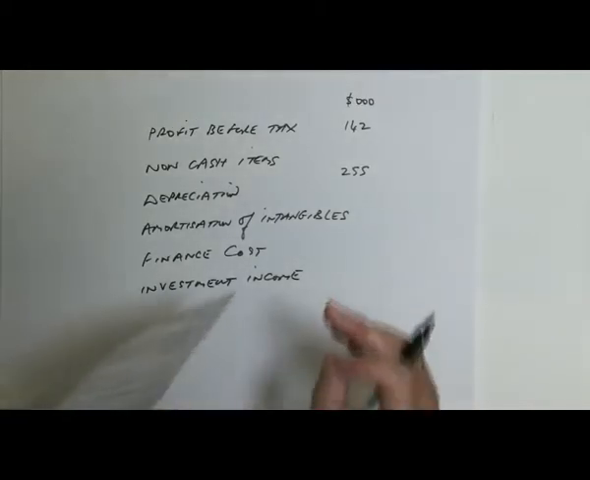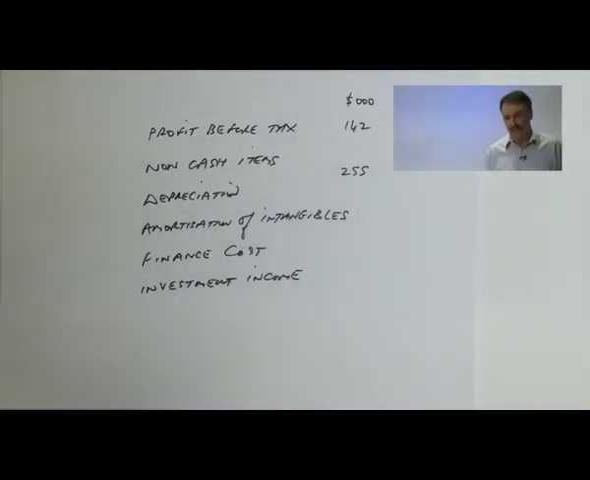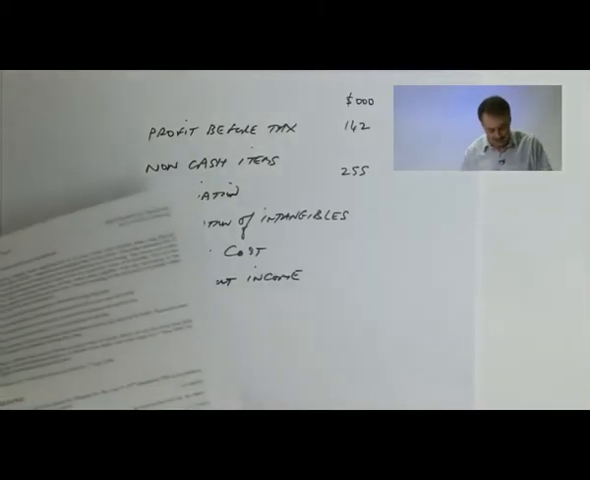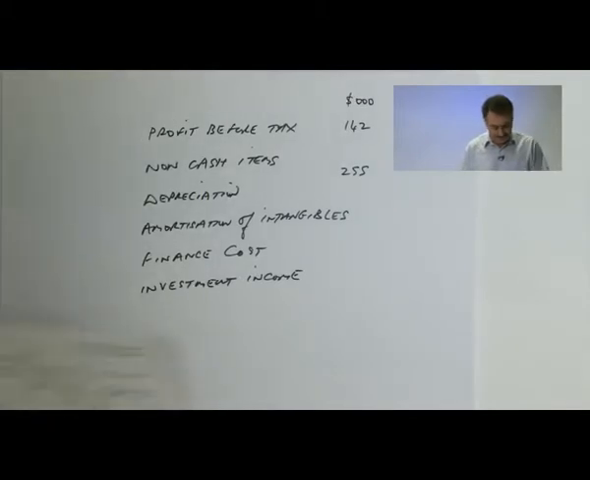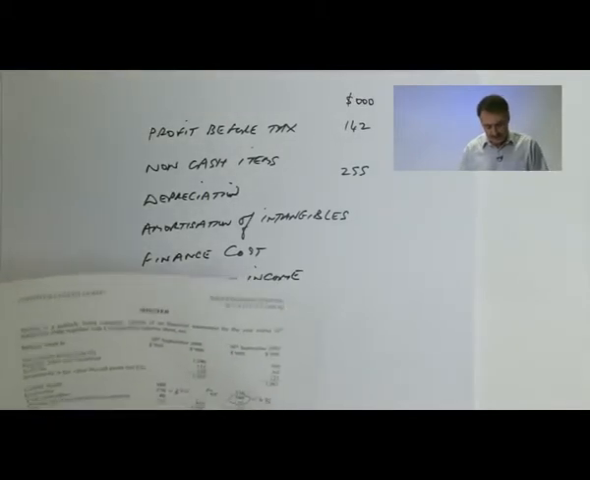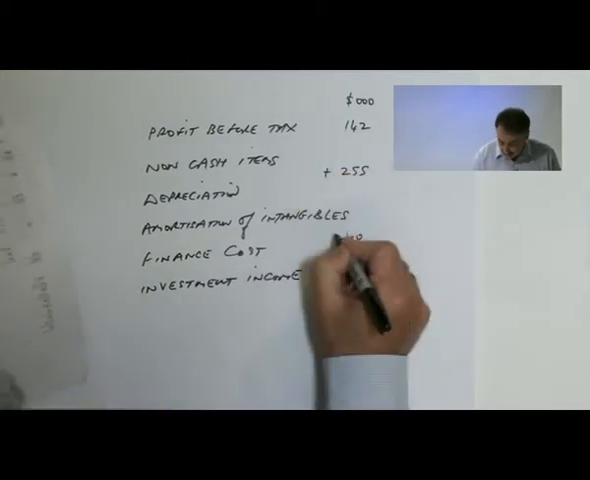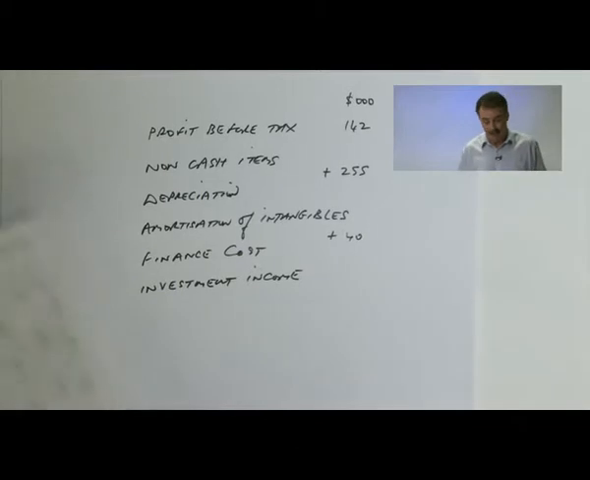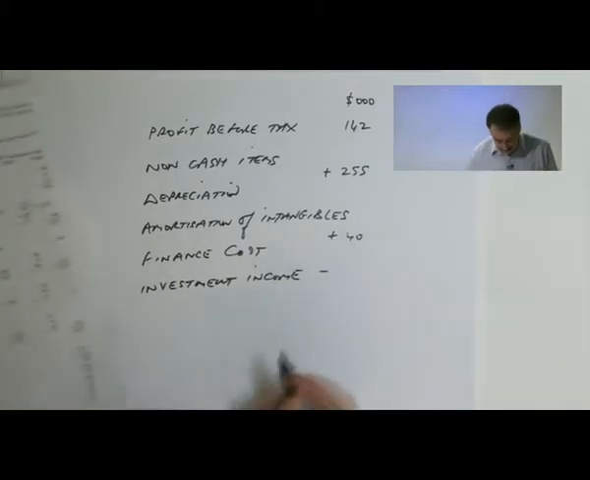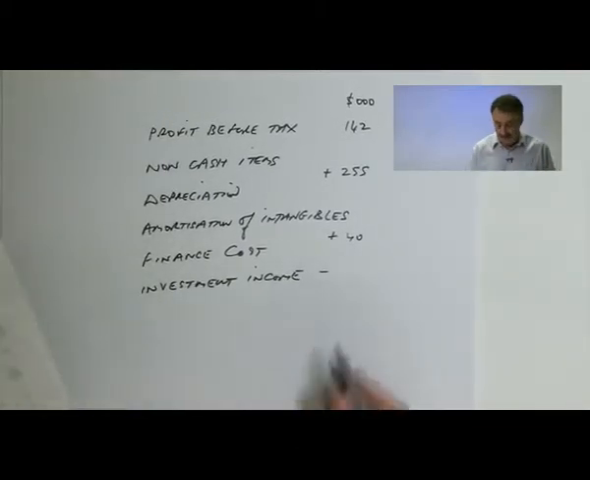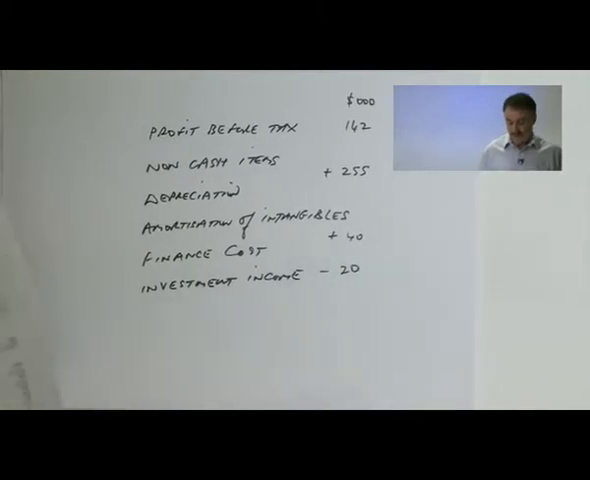The amortization of intangibles, we have to do a calculation for. Let's leave that for the moment. We're just taking what information is in the question that we can put directly into our cash flow. Finance cost. The finance cost in the question, there is a figure of 40. If you like, you can put a plus in front of these so that will remind you that these are added. And the investment income in the question, as you can see there, is a figure of 20.